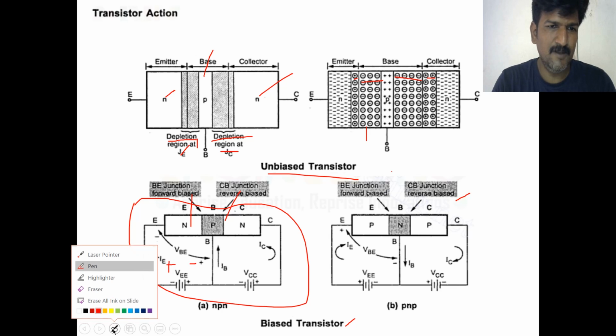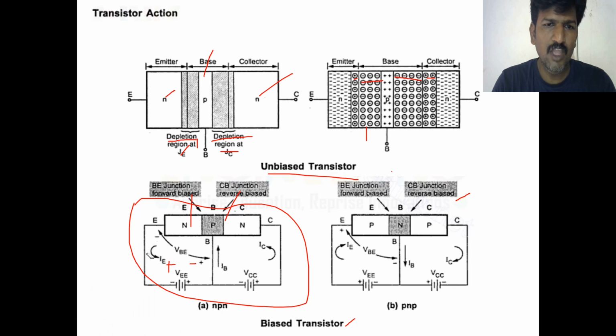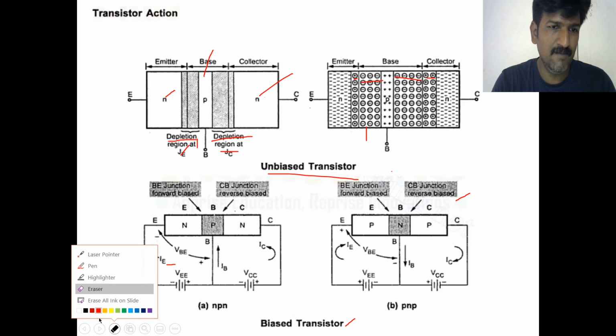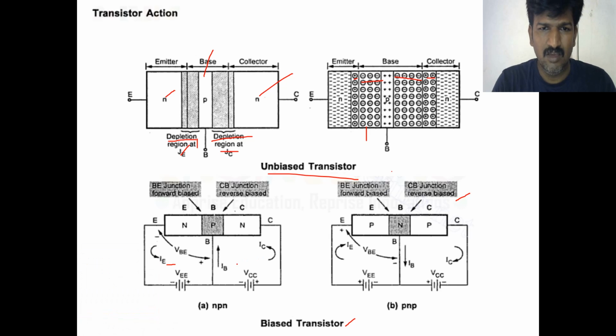Suppose you want to make it saturate. What happens? Just simply, you have to make it conduct both junctions. What to do? Very simple criteria. You have to make the P plus and the N minus.